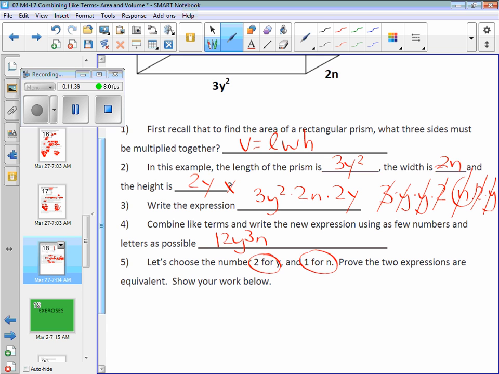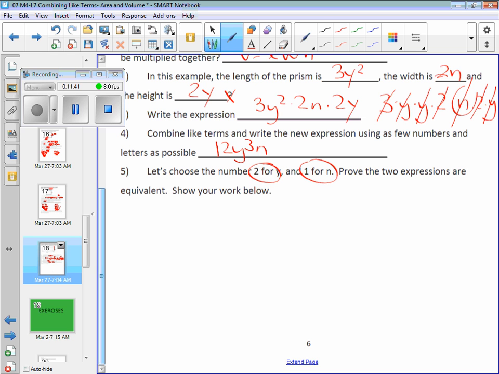Here, I give you the values to choose because if you go too big, even 2, you'll see it's pretty big. It's going to make it a little unmanageable. So we had 3y squared was our original times 2n times 2y. All right, let's sub it in. Y is 2. I'm going to add the dots because I want you to see these exponents now. You wind up with that.